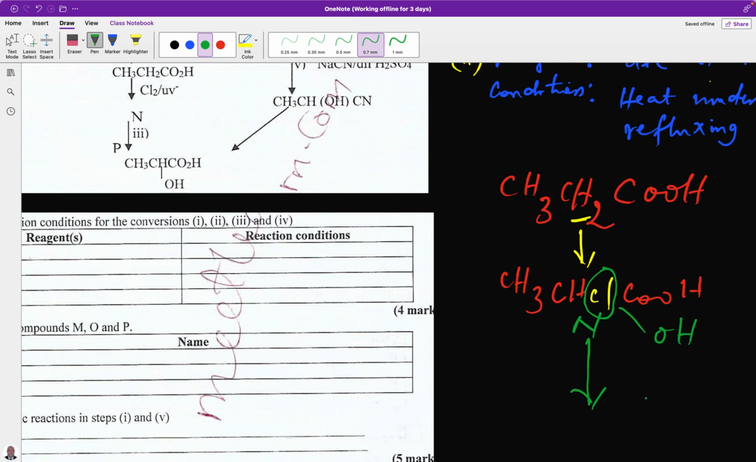What reagent will provide an OH that will substitute this chlorine to give us 2-hydroxypropanoic acid, CH3, CH, OH, COOH? In that case, it must be an alkaline solution. A strong alkaline solution like sodium hydroxide will provide that.